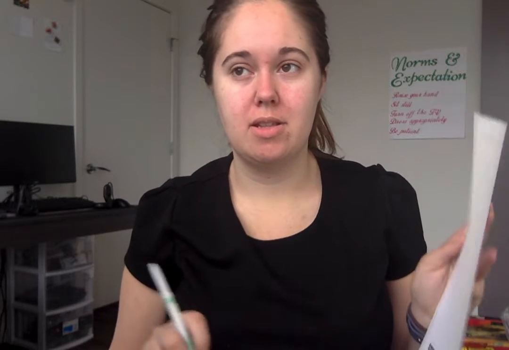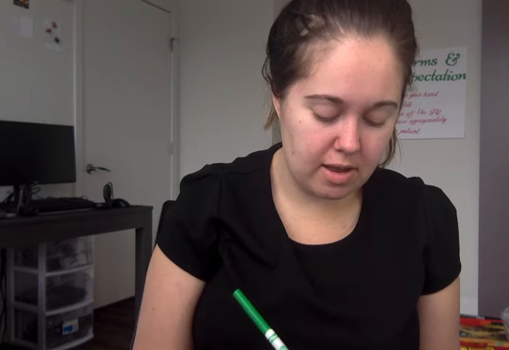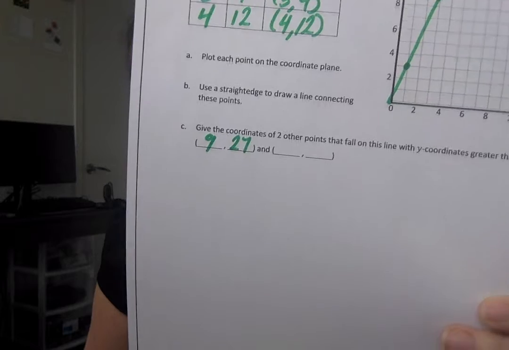Give coordinates of 2 other points that fall on this line with y coordinates greater than 25. So I'm going to think of a number that's greater than 25 that I know I can divide by 3, since we know we're working with things that are divisible by 3. So let's just say, how about 27? If y is 27, x would be a third of that. That would be 9, right? Because 9 times 3 is 27. So our first one would be 9, 27.